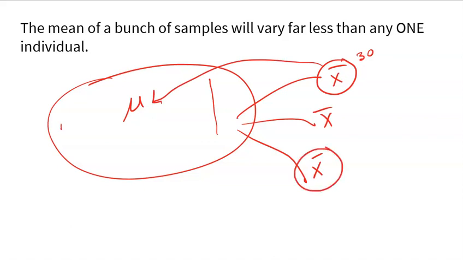Same thing with this mean, right? First off, it's probably going to be different than this mean up here. But again, it's 30 giraffes, and I'm finding the mean of those 30 giraffes. So it's not going to vary so much as any one individual giraffe will vary. That's going to be a pretty important idea in this video as well.